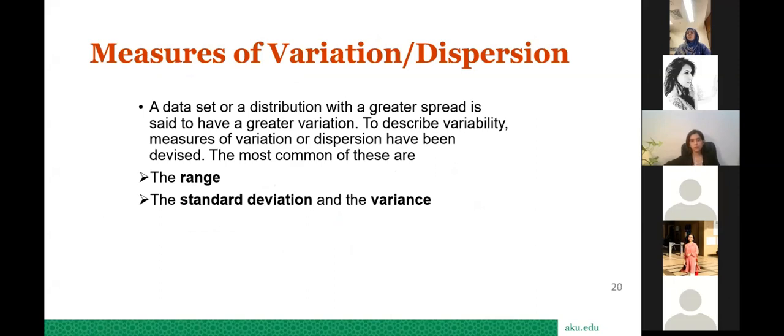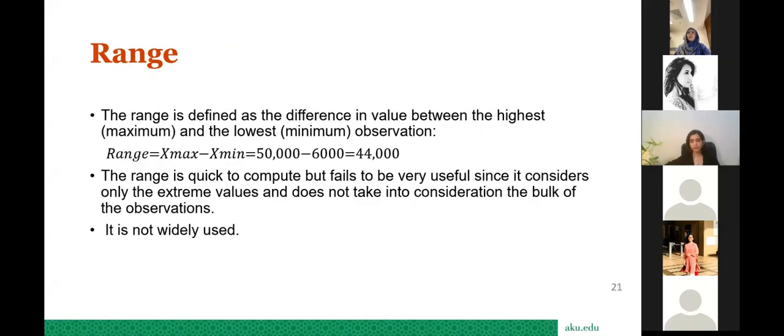Now, when we talk about central tendency, with that comes variability as well, right? A data set or distribution can have a greater spread. The three most commonly used measures of variation or dispersion are the range, the standard deviation, and the variance. Standard deviation and variance are related to one another because the square root of a variance is a standard deviation, right? So range, what is a range?